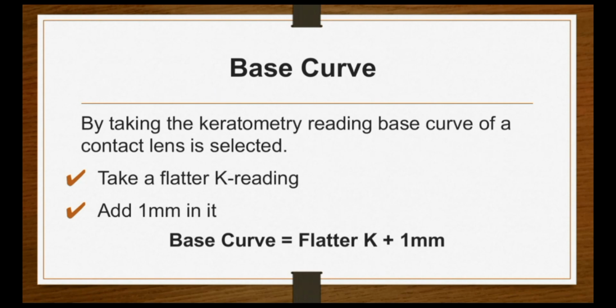So you have to take the flatter value; the greater the value, the flatter the meridian, right? So you have to take the flattest K reading and add 1 millimeter so that you can obtain the base curve. So to get the value of the base curve, you need to find the flatter K by the keratometry readings and add 1 millimeter, and it will give you the base curve value.